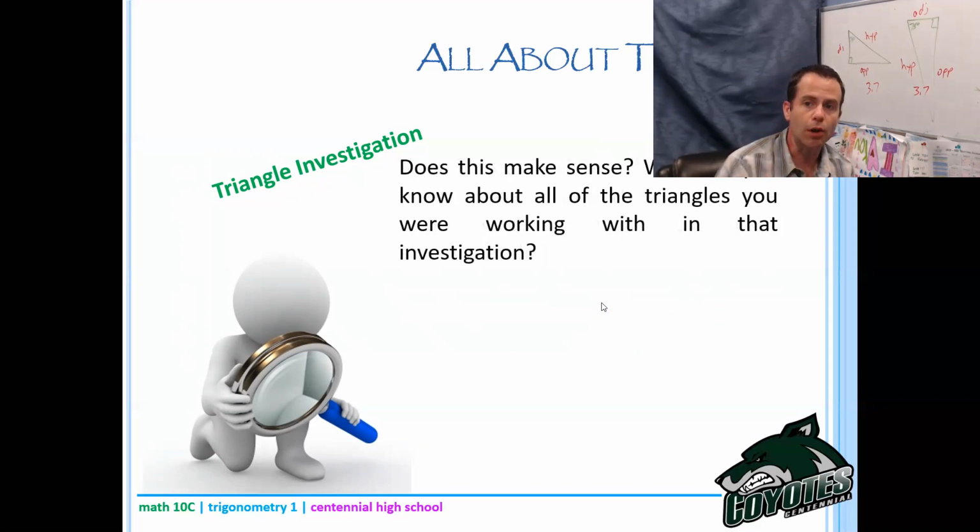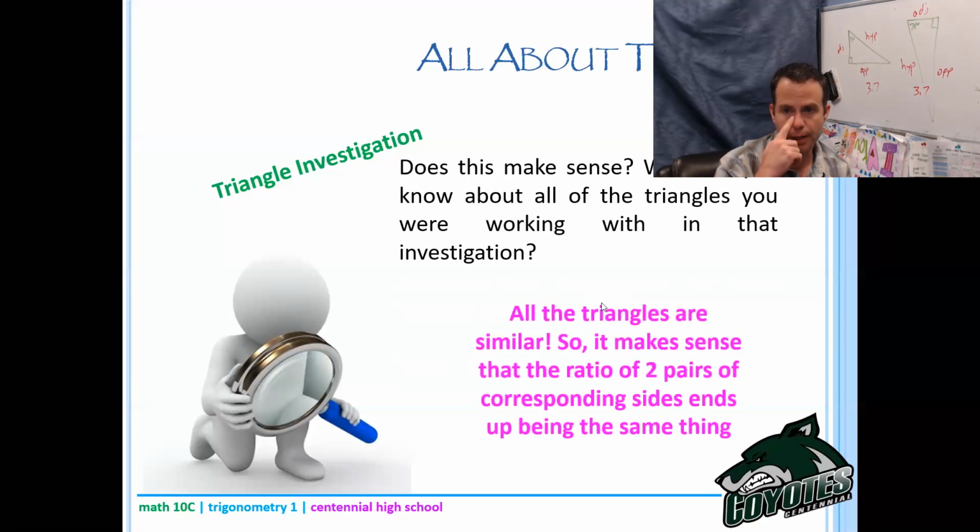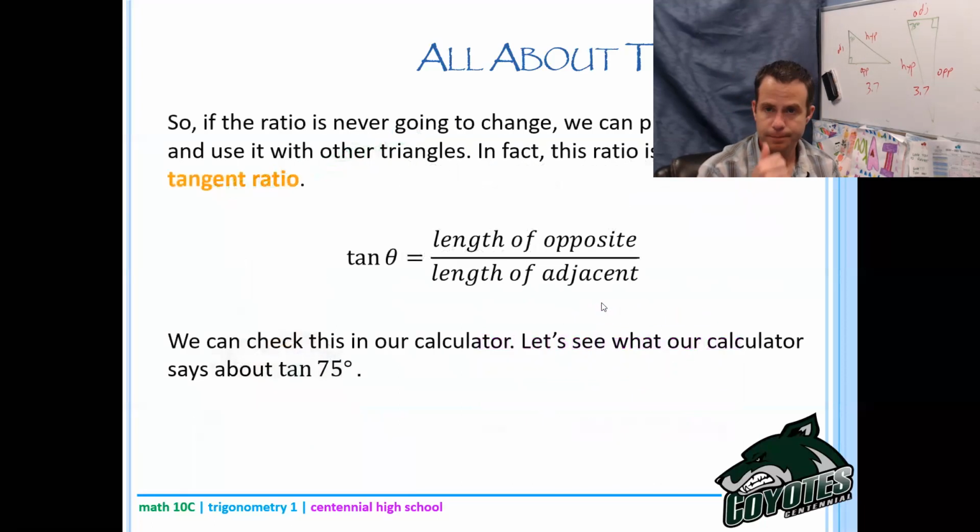What do you know about all of the triangles you were working with in that investigation? They were all similar. That's what we were just talking about. All the triangles are similar, so it makes sense that the ratio of two pairs of corresponding sides ends up being the same thing. It's all based on the fact that those triangles were similar. Now, there's a word for that particular ratio. If the ratio is never going to change, let's put a label on it and use it with other triangles. In fact, this ratio is known as the tangent ratio. The tangent ratio is the length of the opposite divided by the length of the adjacent.